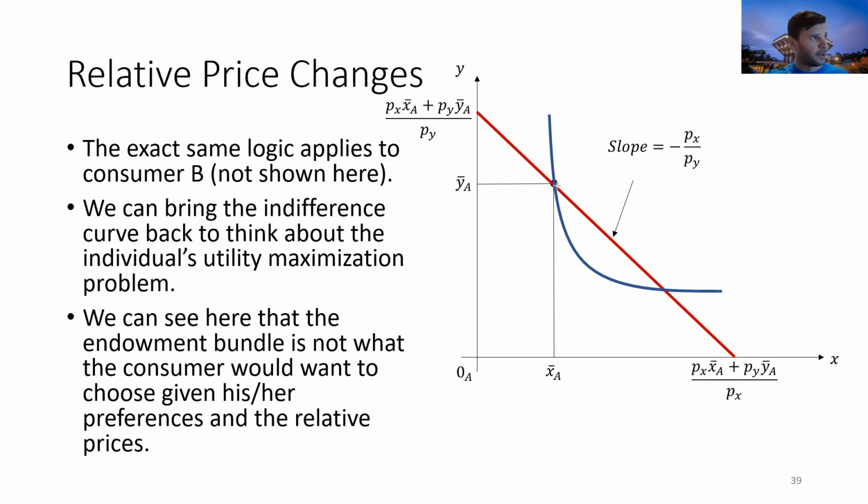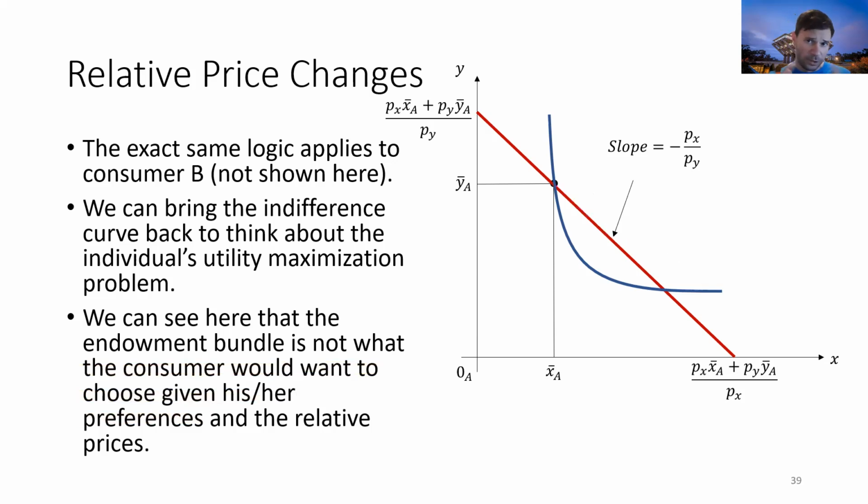And you're probably already thinking to yourself, yeah, they're going to want a bundle that moves them down their budget constraint, until they face that nice tangency between the indifference curve and the budget constraint, which means A is going to want to give up some good Y in exchange for good X. So we should be able to see here that the endowment bundle is not optimal for what this consumer would actually want to demand, given the preferences implied by the indifference curve.